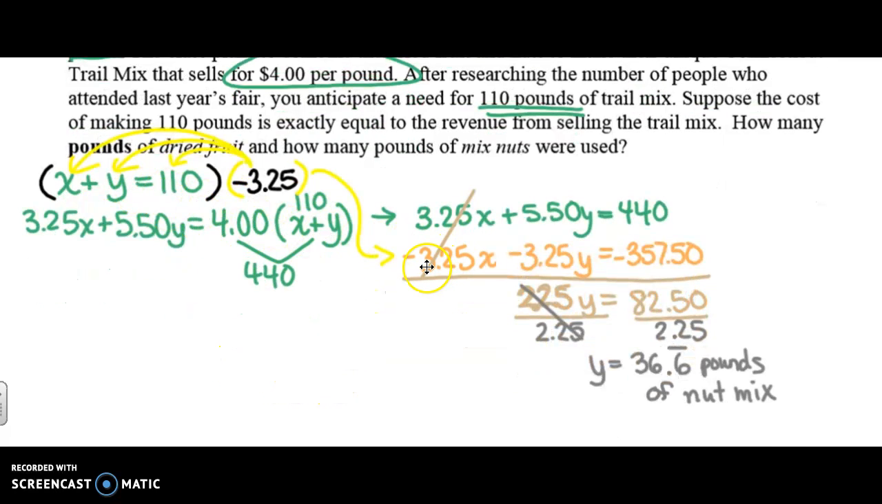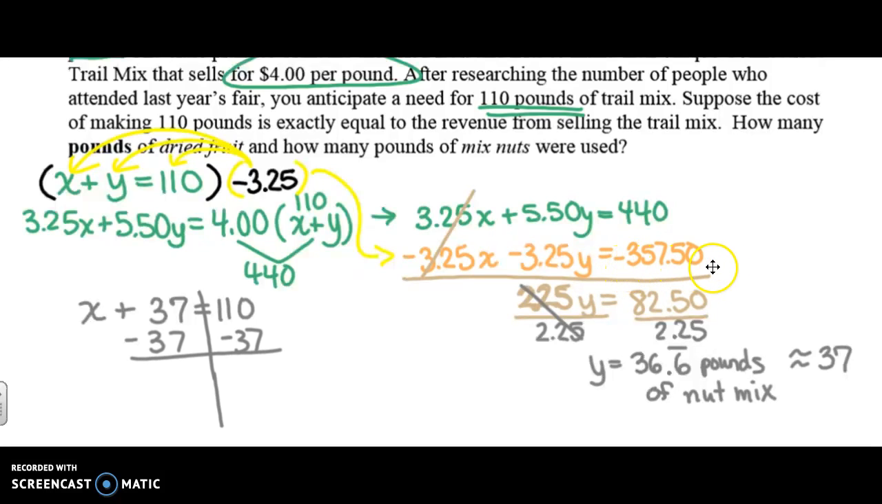I kept the bottom equation the same. I just rearranged the top equation. So the top equation I multiplied by negative 3.25, distributed everything, so it became negative 3.25x, negative 3.25y, and then the final number, 110 times negative 3.25, gave me negative 357.50. When I take away the 357.50 from 440, I have a result of 82.50.